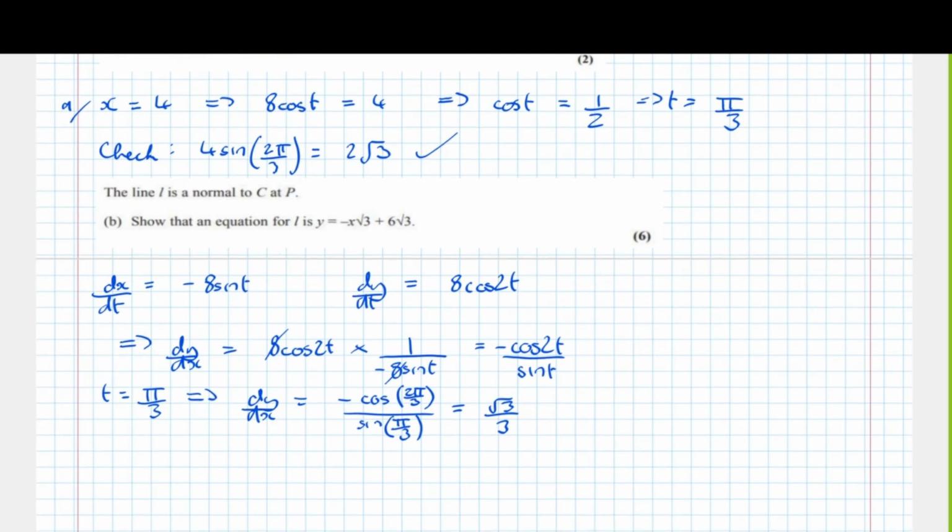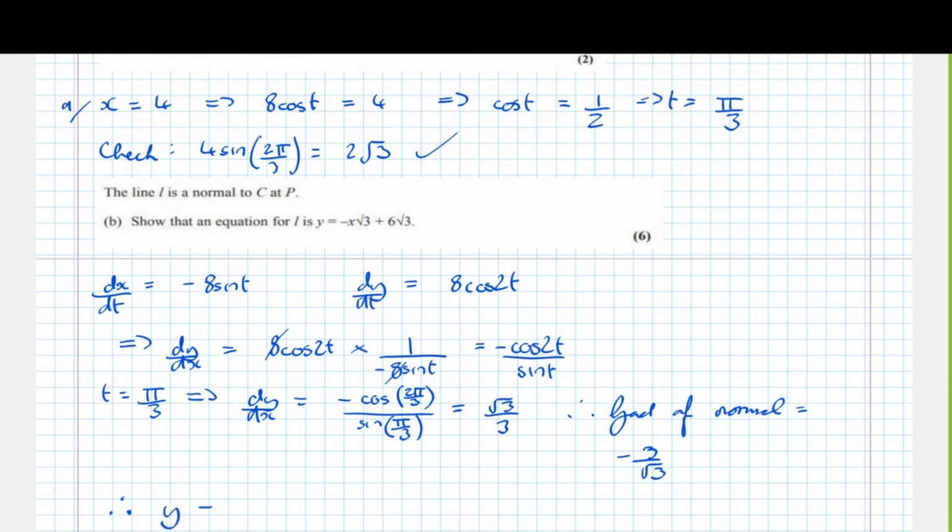y minus y1 equals m, x minus x1. Therefore, y minus y1 — just realise it says normal, doesn't it? Not tangent, it says normal. So actually, that's the gradient of the tangent, therefore the gradient of the normal is minus 3 over root 3, like that. Negative reciprocal.